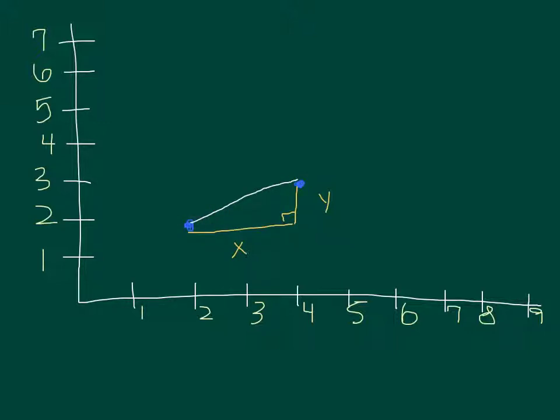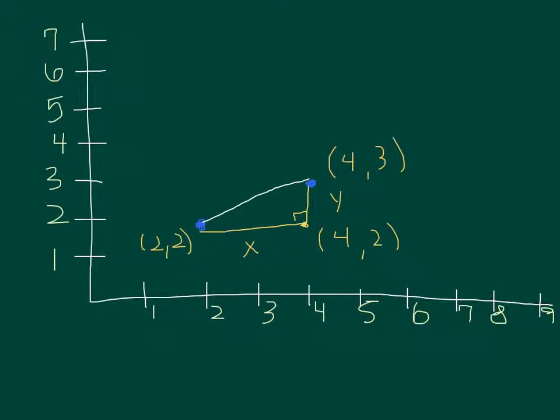The coordinates of this point are (2, 2). The coordinates of this point are (4, 3). The coordinates of this point right here are (4, 2). If we just count, this x equals 2, and this y equals 1.